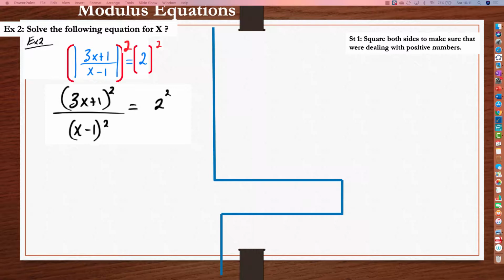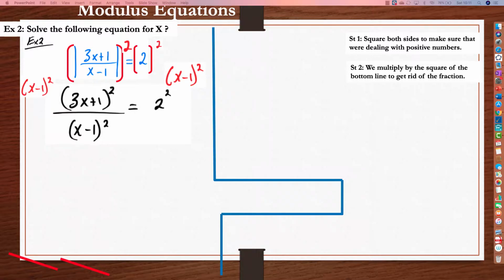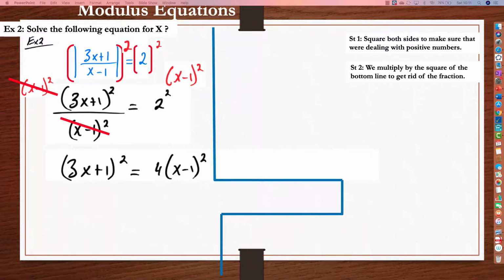You do that to make things a bit easier. Multiply across by (x minus 1) squared. Get it off the bottom line. Get rid of your fractions as soon as you can. What happens to (x minus 1) squared and (x minus 1) squared? They're going to cancel. On the right hand side, you're going to get 2 squared times (x minus 1) squared. So that then is (3x plus 1) squared is equal to 2 squared, which gives you 4, and then (x minus 1) squared.